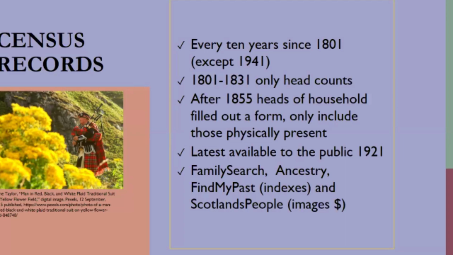So if a son or a daughter was visiting a neighbor or going to visit an uncle in another town, he or she could not be included. He could be included on the one that the uncle was filling out if he was there when the uncle was filling out his form, but he wouldn't be listed on the form where he normally would live if he wasn't there physically when the head of the household filled out the form.